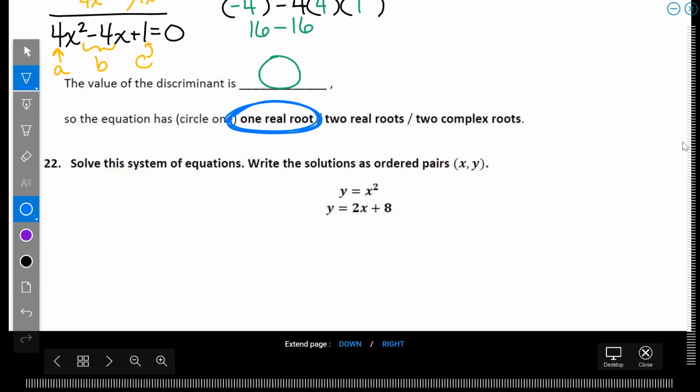Solving the system. We've got 3 ways we can solve. We could solve by graphing, but if they don't give you a graph, that's probably not a great choice. We can solve by substitution. Or we can solve by elimination.